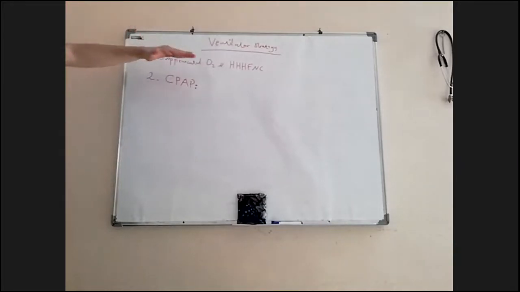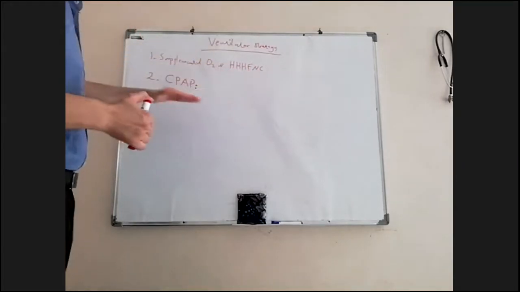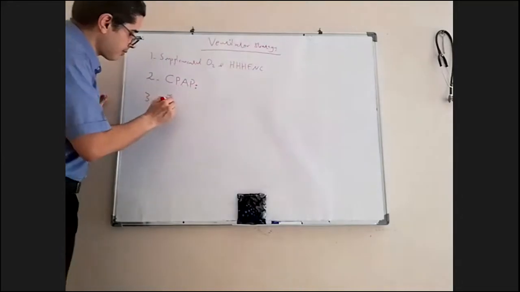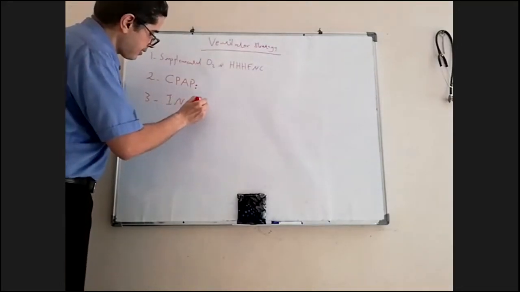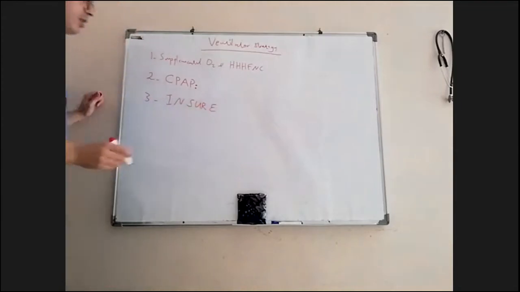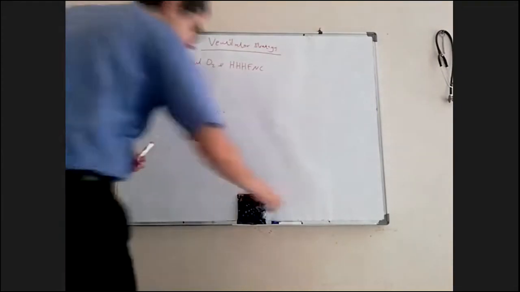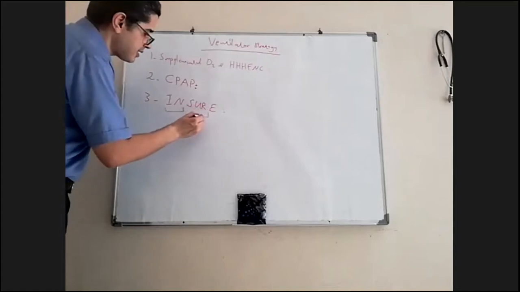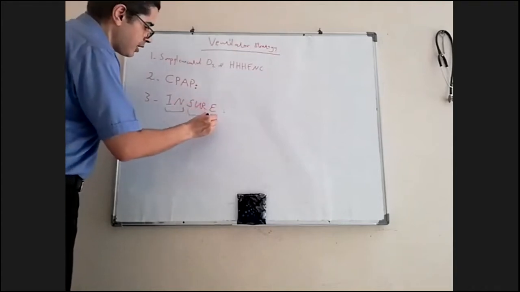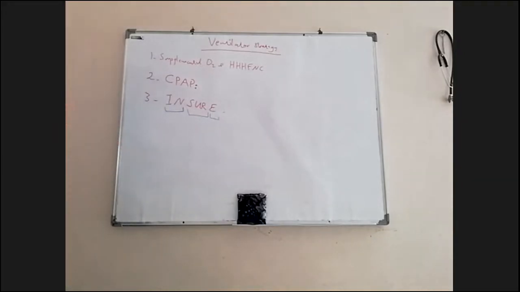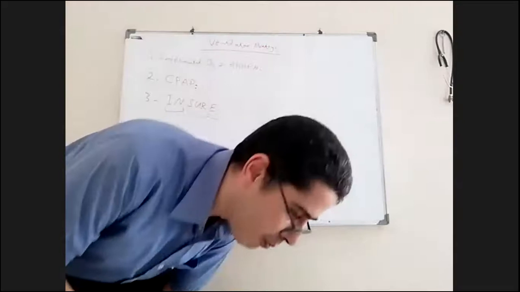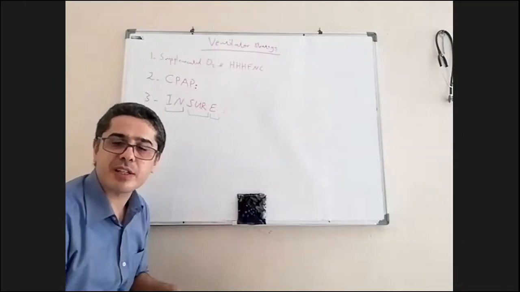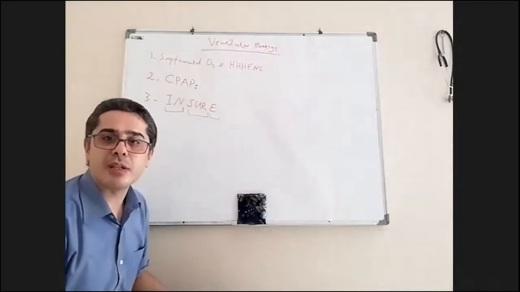So we finished supplemental oxygen, heated and humidified high flow nasal cannula, and CPAP. The third one is the INSURE technique. What is the INSURE technique? INSURE: IN for intubation, SUR for surfactant, and E for extubation. So this one is done even in the labor room.